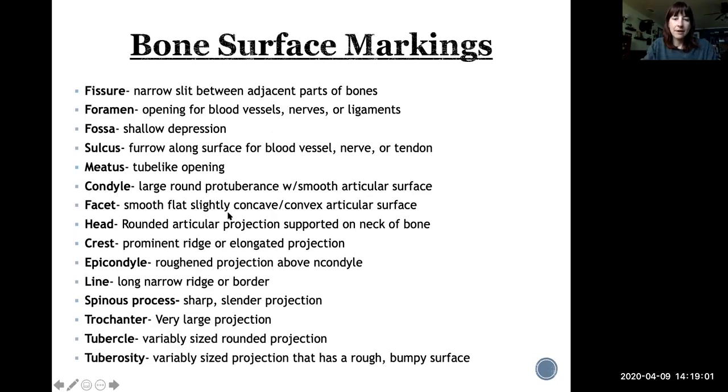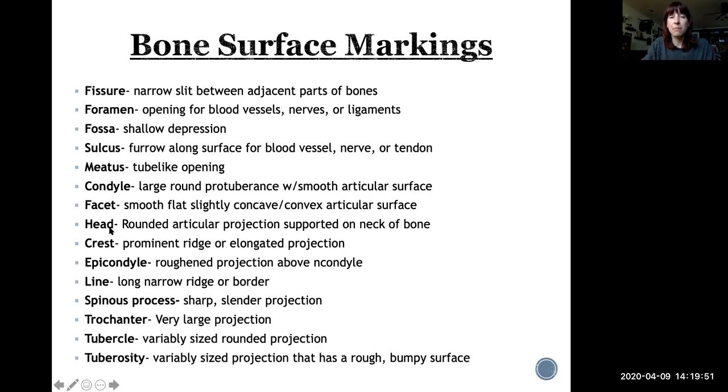We've also got facets. We've got one here on our vertebrae. A facet is a smooth and flat, it can be slightly concave or convex, surface for articulation with other bones. So each of your vertebrae has facets where basically that vertebra interacts with the vertebrae next to it. Okay, so this one has two facets down here where the vertebra below it would interact with it via the two facets up here. Okay, so that's how they kind of stack. So facets are just smooth flat areas for articulation.